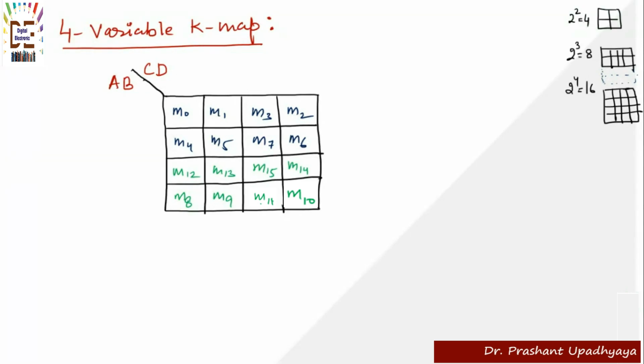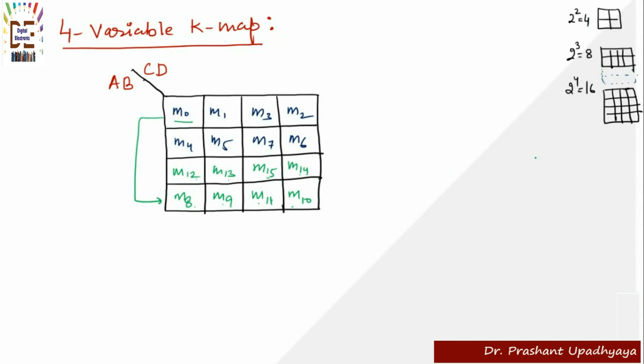So what will happen? This cell will come this way. My numbering starts from M0, and we have already completed till 7, so it will start from M8, M9, M10, M11, M12, M13, M14, M15.